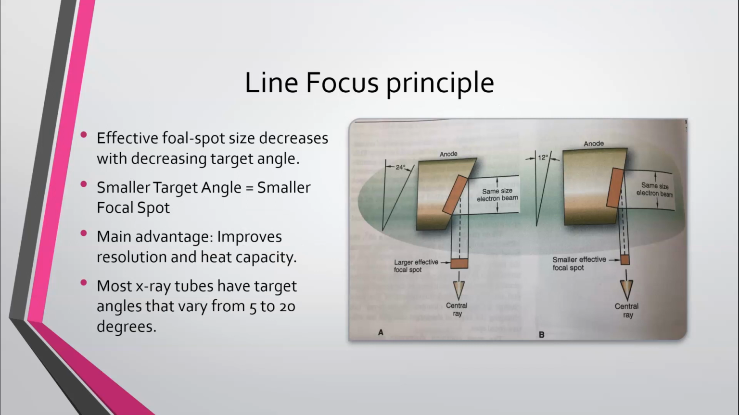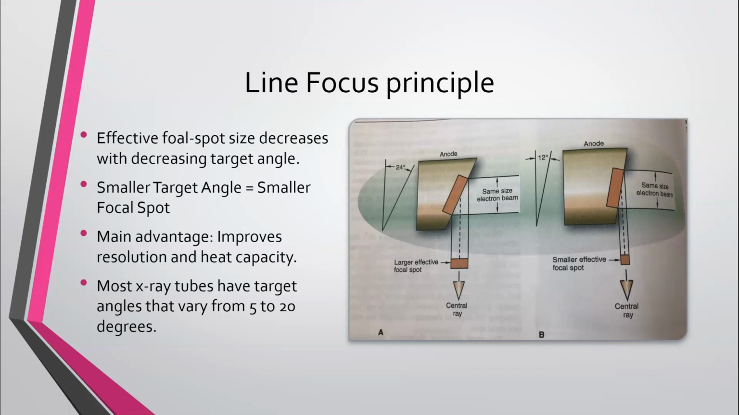The effective focal spot is controlled by the size of the actual focal spot and the target angle. So we've talked about this before. The effective focal spot size decreases with decreasing target angle. So if you have a 24 degree versus a 12 degree, as we take this and make this straighter, you can see how much straighter it is. It's closer to 0, right? So as the angle decreases, so does your effective focal spot. As your angle increases, so does your effective focal spot. Okay, do you see how that is? I worded it the same, but opposite. Okay, so smaller target angle, smaller focal spot.